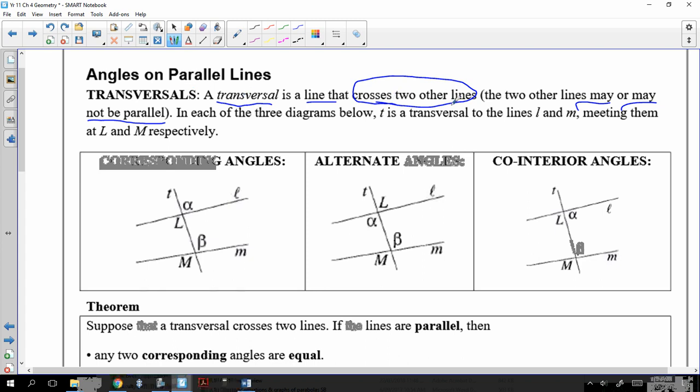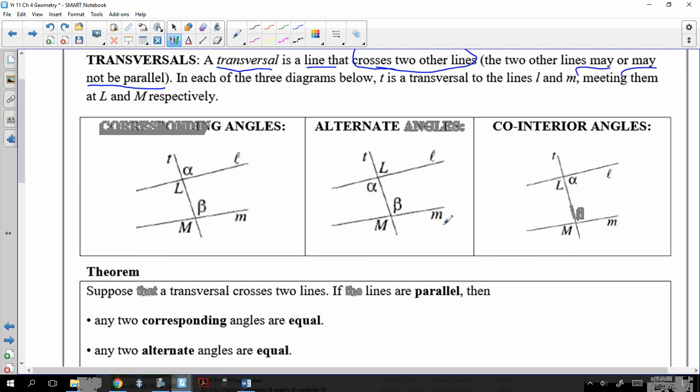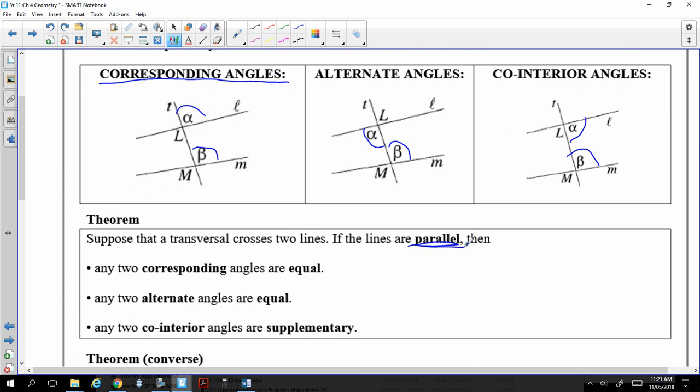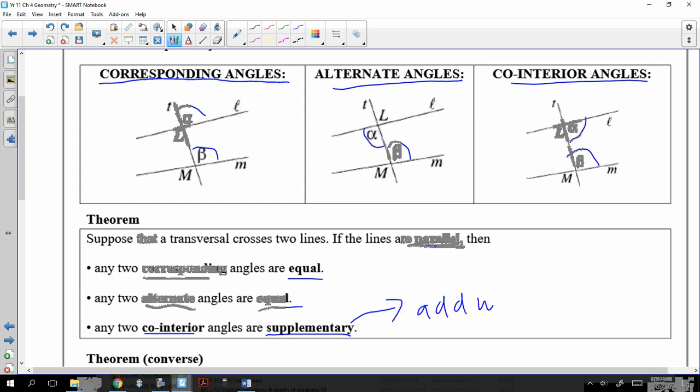That's called a transversal. And when that happens, you get three different types of angle. Note that these lines are not parallel, the L and M. They don't have to be parallel to be called corresponding angles. So you get the corresponding, the alternate, and the co-interior. Now there's a theorem. If they are parallel, then the corresponding angles are equal, the alternate angles are equal, and the co-interior angles are supplementary. What does supplementary mean? Add up to 180 degrees.